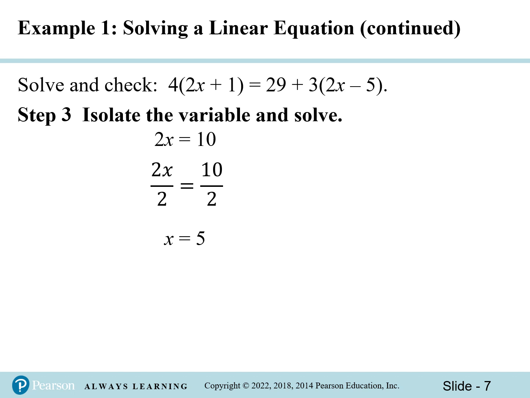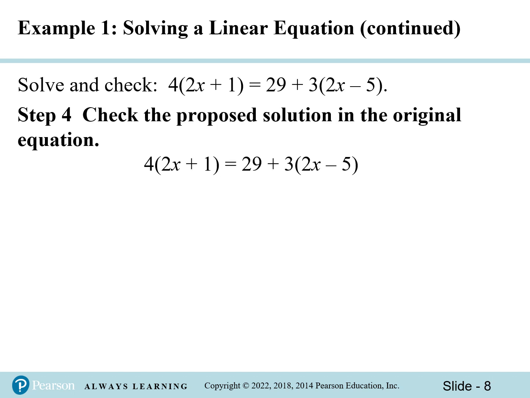Next step is to check. Now, when you check, all we're doing is putting in that 5 we got in place of these x's here. When you do a check, you can only work on one side of the equal sign at a time, and you cannot cross over an equal sign during a check. So work on the left side, work on the right side, and you can never cross over.